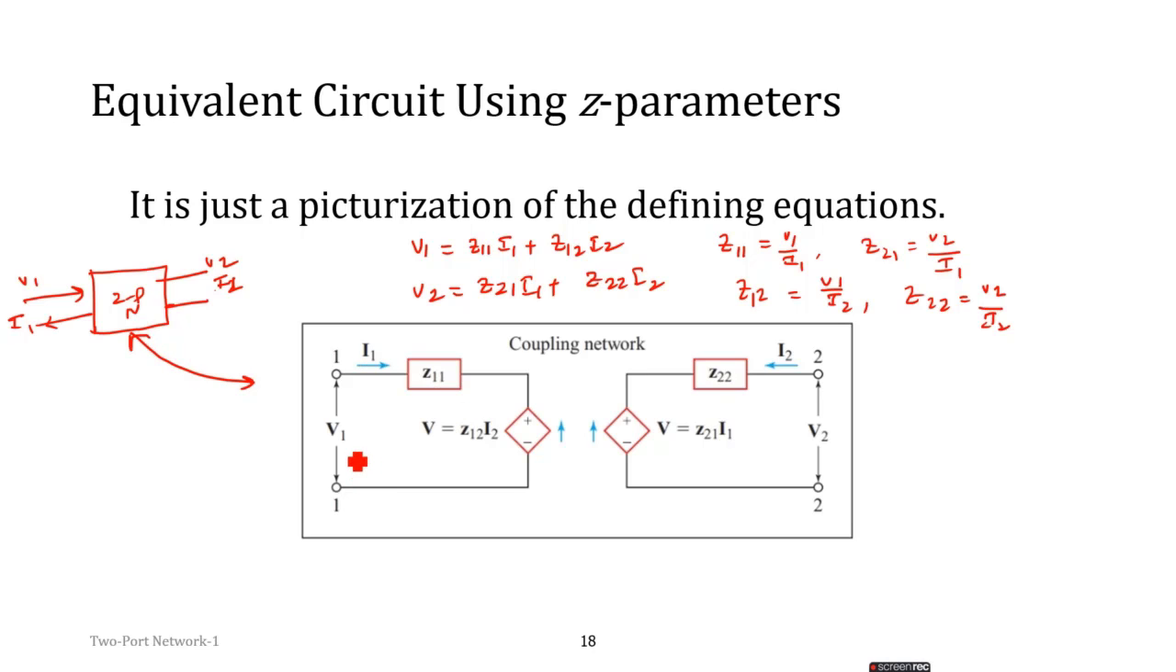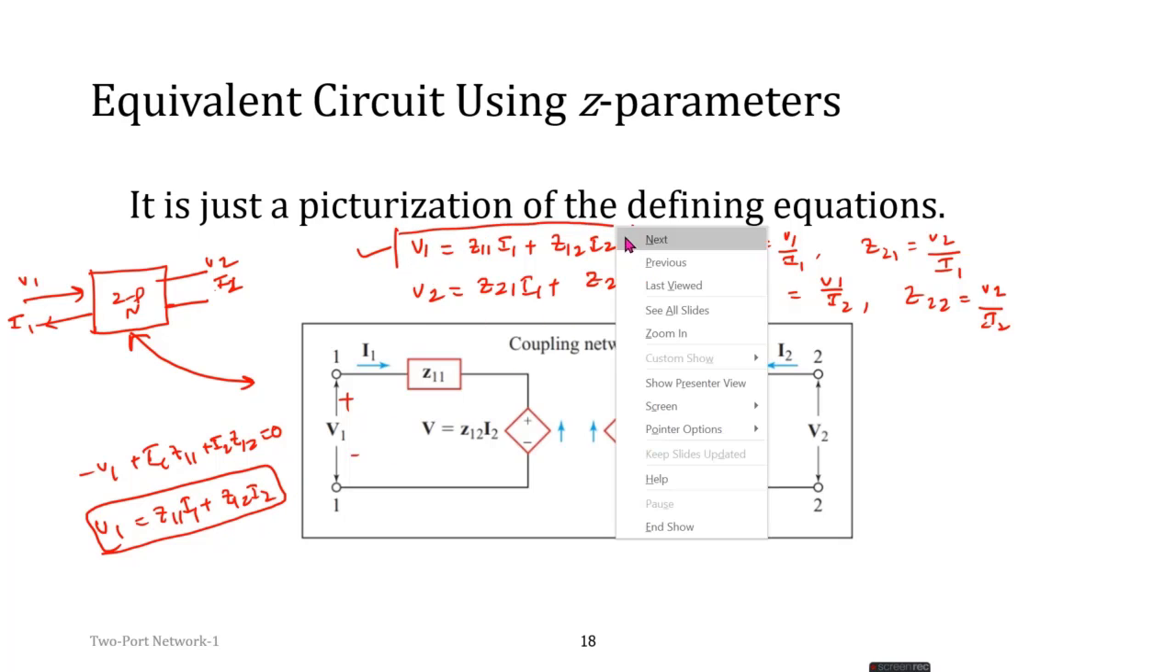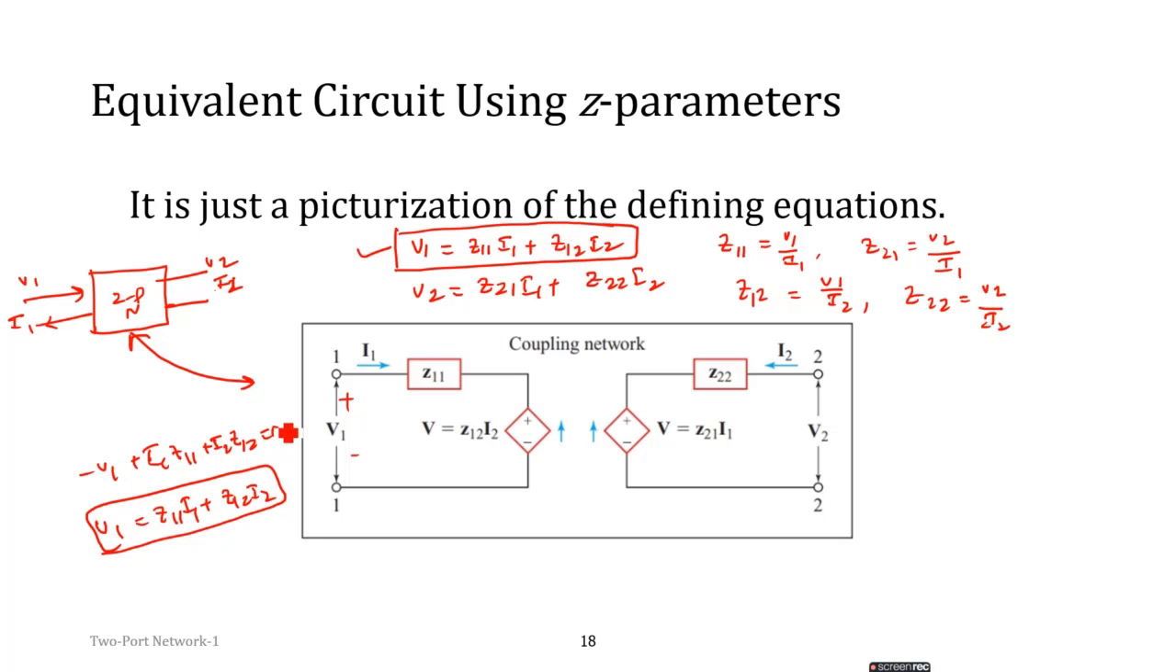If you apply KVL to this mesh, we can get this equation. Here it is minus, it is plus, and the current I1 is flowing, and here the voltage dependent voltage source is written. Applying KVL, we get minus V1 plus I1 Z11 plus I2 Z12 equals 0. To simplify, V1 equals Z11 I1 plus Z12 I2. You can see this equation and this equation are one and the same, obtained by applying KVL to this complete mesh.